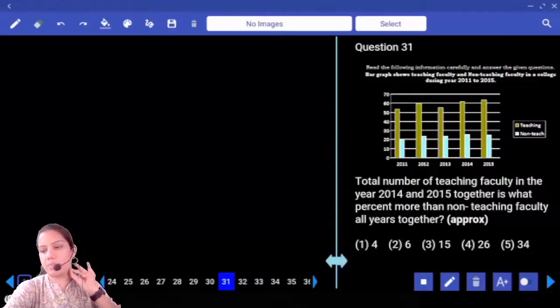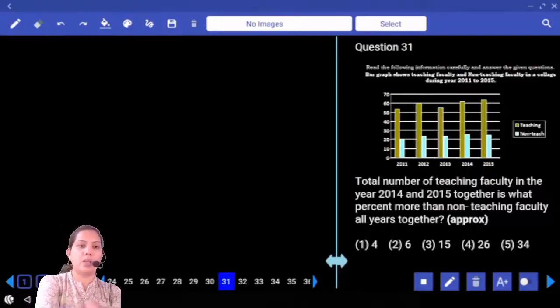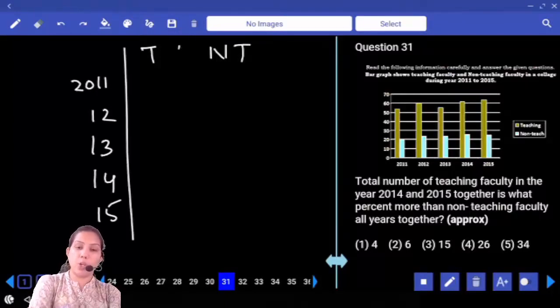Question number 31. The bar graph shows the teaching faculty and non-teaching faculty in a college during the years 2011 to 2015. So 2011, 2012, 13, 14, and 15 are the years, with teaching faculty and non-teaching faculty information.